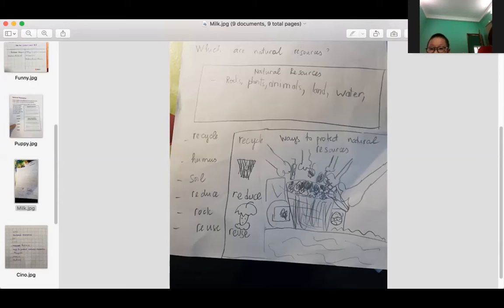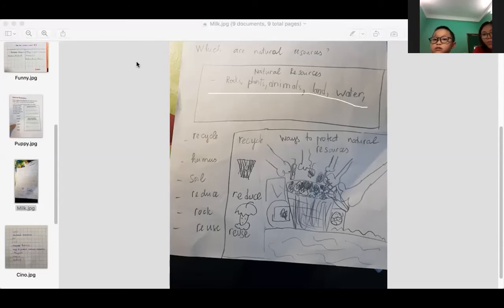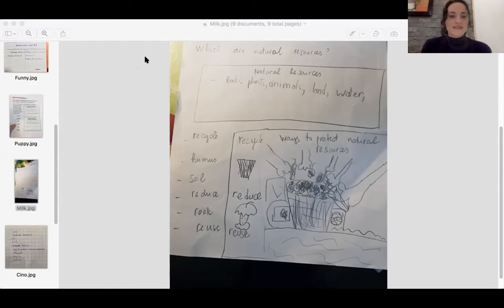Recycle, reduce, reuse. Very good. So those are ways to protect them. I love your drawing, Milk. Very good. And what natural resources did you come up with? I see that you wrote a few extra ones up here. Rocks, plants, animals, land, water. Excellent. Very good job on your homework, Milk.